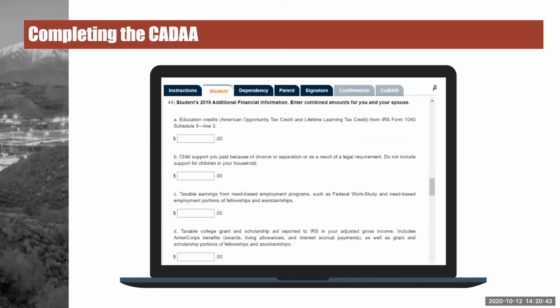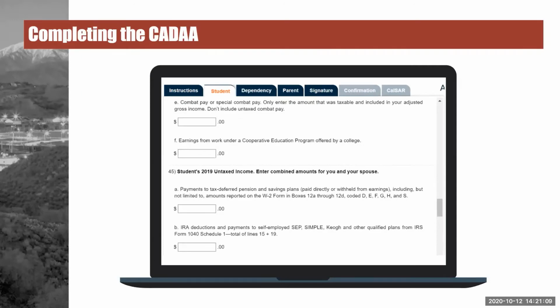Additional student financial questions are then asked. Read through each financial item and report information as needed. Some items will be reported through the tax form, for example, education credits and taxable earnings from need-based employment programs, whereas other items are not reported on tax forms, such as child support paid. If a financial item doesn't apply to your situation, then simply report $0. Additional financial items appear, such as combat pay and earnings from a cooperative education program. Report each item as applicable before moving into the student untaxed income section.